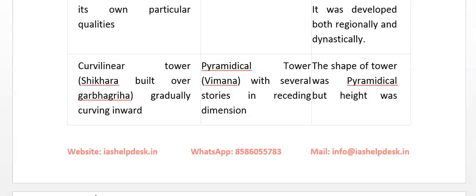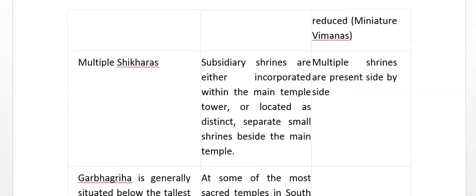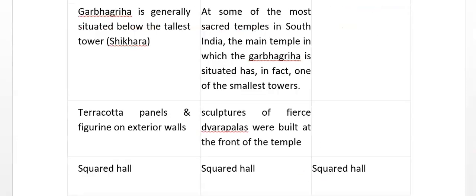And then likewise, the pyramidal tower-like structure is seen in Vesara style also, but the only difference is that the height is shortened. Then we have multiple shikharas in Nagara style, and the subsidiary shrines in Dravidian style are also incorporated in separate chambers. This is also similar in Vesara style. Then the difference we see is that the Garbhagriha in the Nagara style is situated just below the tallest tower of the temple, which is known as Shikhar. And in the case of Dravidian style, it is the smallest tower under which the Garbhagriha is situated.